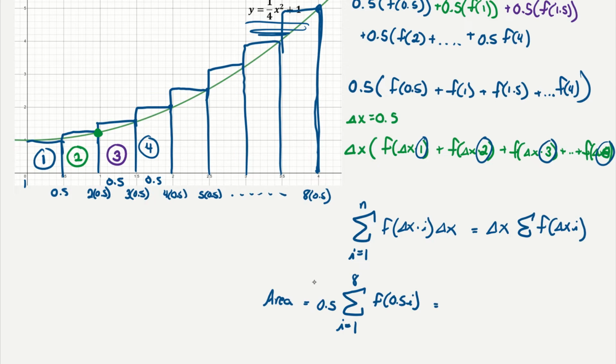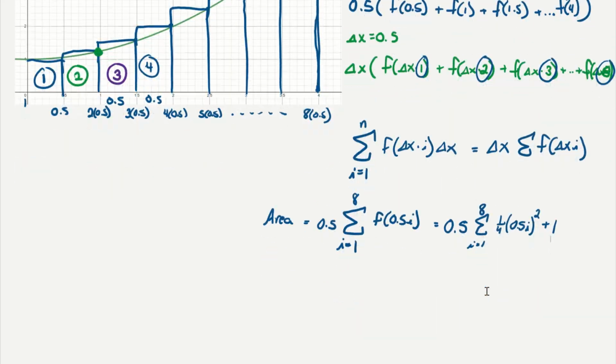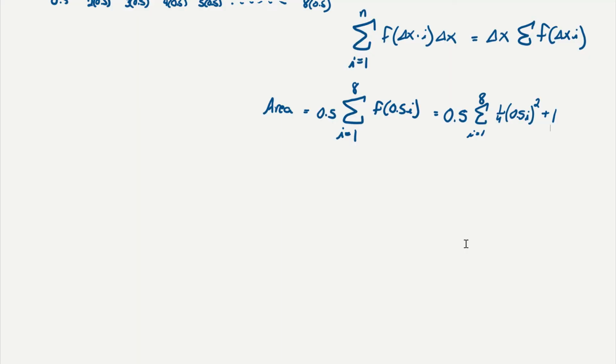And so really what this is, 0.5 times the summation from i equals 1 to 8 of 1/4 (0.5 i) squared plus 1. Now we could keep doing algebra on this, but we already see how I can use some really good summation notation stuff on this, because we have formulas for the summation of i, the summation of i squared, the summation of i cubed. And so I can keep working with this.